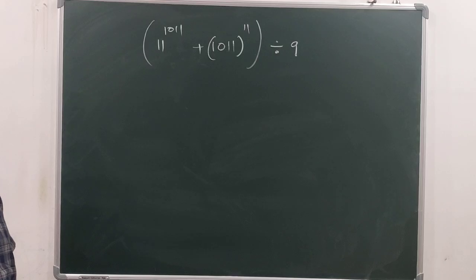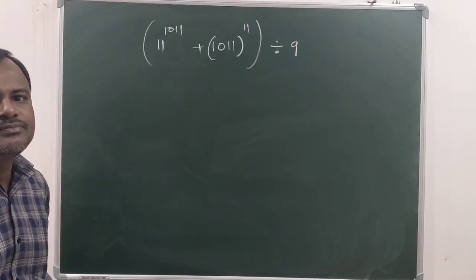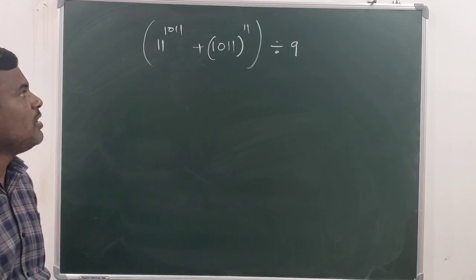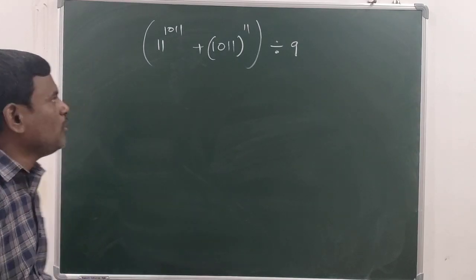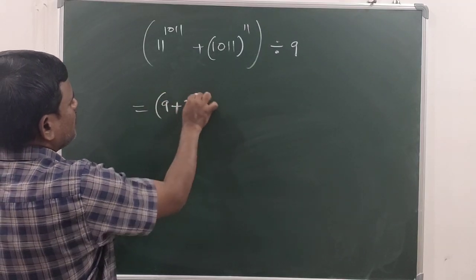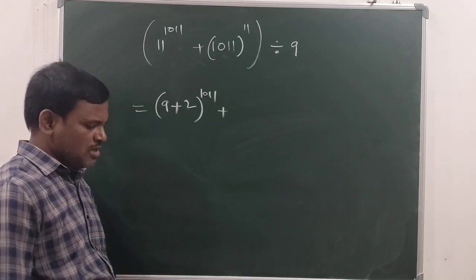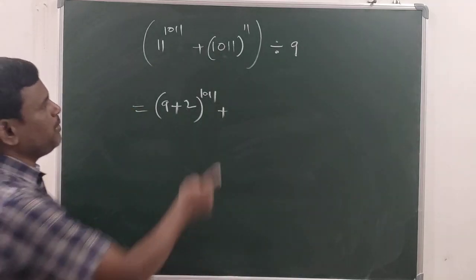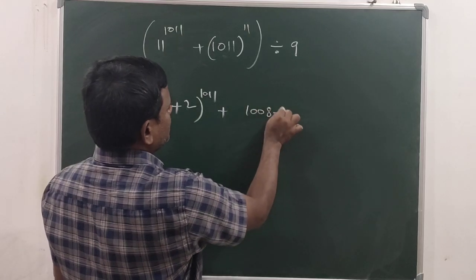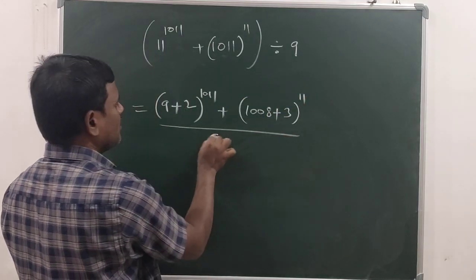Okay, shall we answer? Tell me students, what is the remainder when it is divided by 9? How do we have to do this? So this 11 I would like to write as 9 plus 2, whole power 1011. And this one I want to write as 1008 plus 3, whole power 11, by 9.